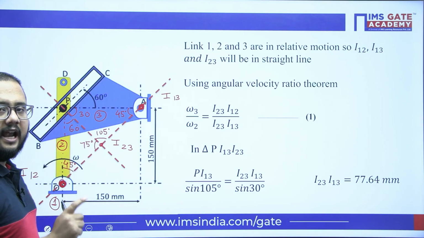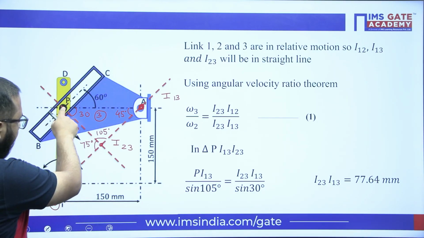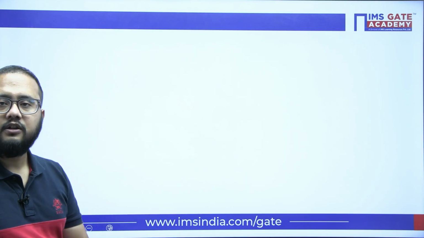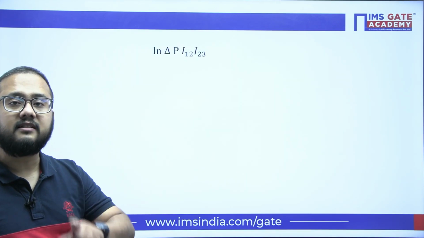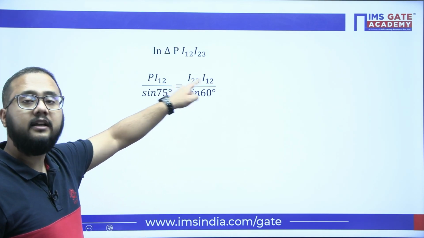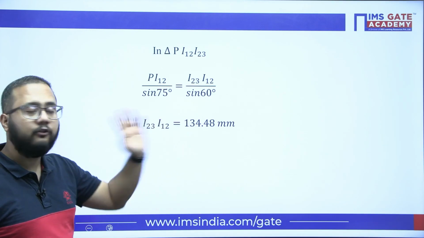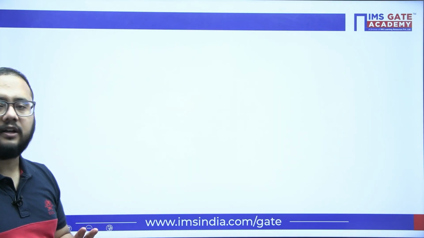60 degree. And which distance I know? P and I12, that is what? 150, and opposite angle is 75. So if I apply the sine rule, I will get the distance of I23 and I12. I23 and I12 I will get. So that distance is what? 134.48. So all the distances we got it, right?